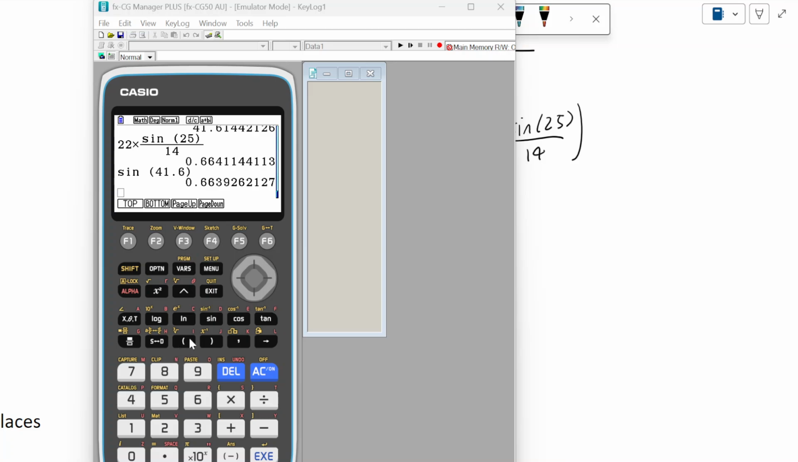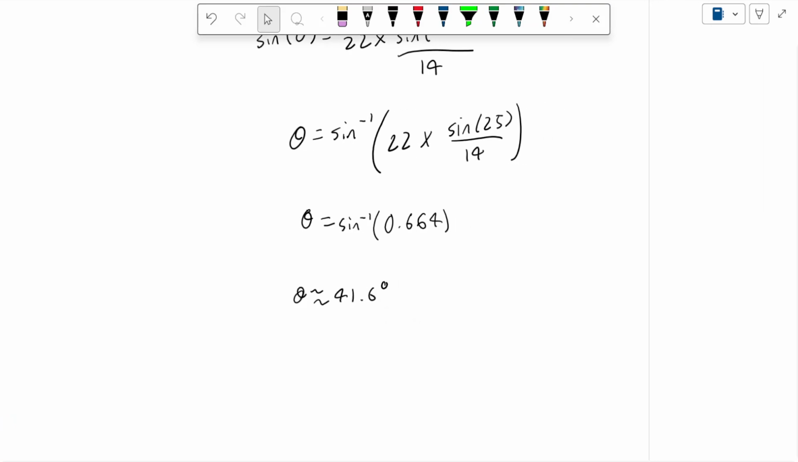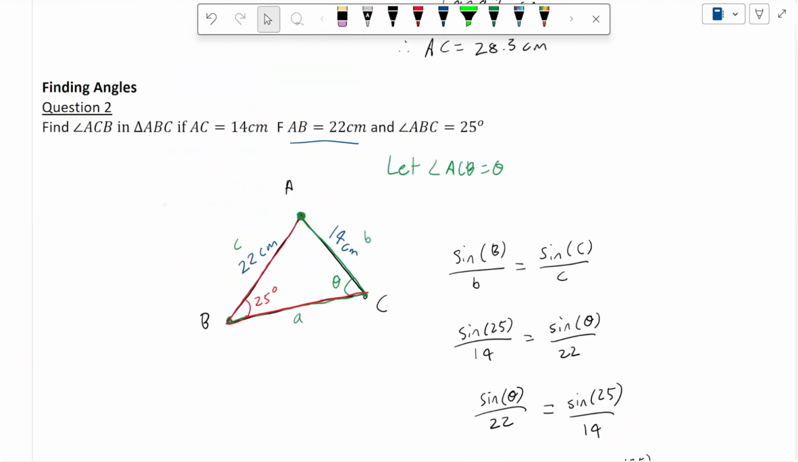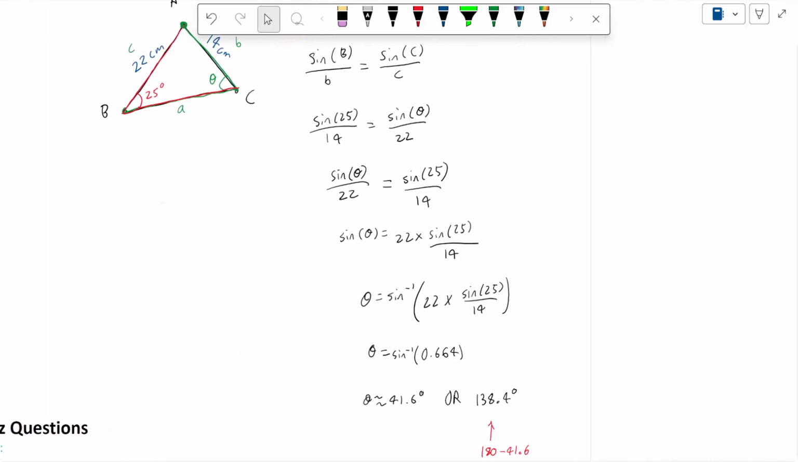But the weird thing is, sine of 138.4 also gives us that same number. Now, how did I know 138.4? That is 180 take 41.6. If you work that out, it's 138.4. So there's two answers here. 138.4 degrees. Both answers are valid. So the triangle could look like two things.